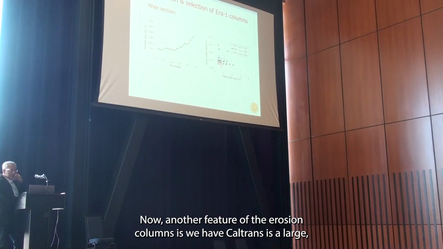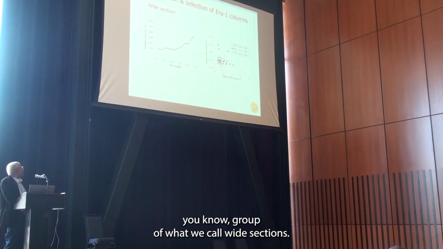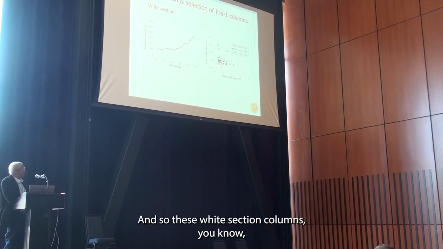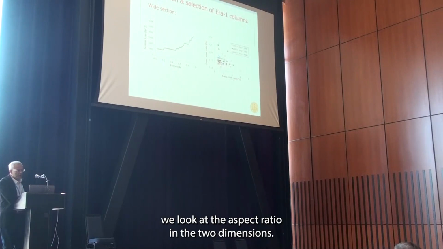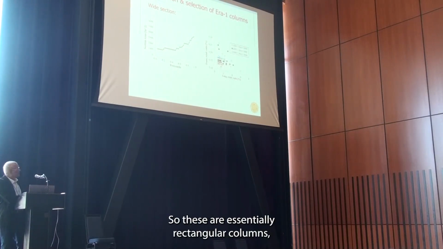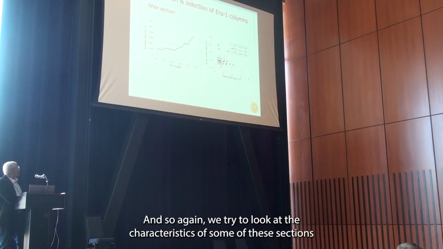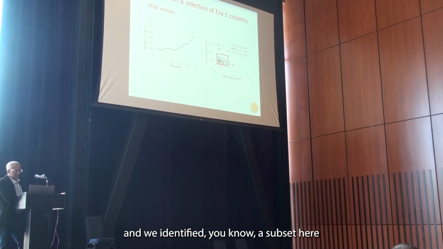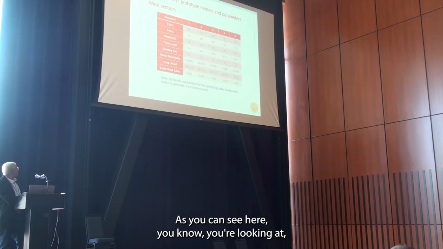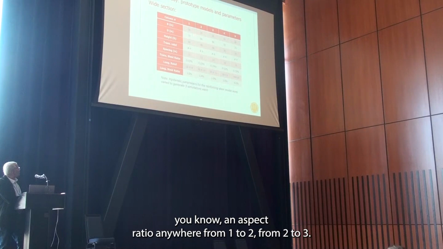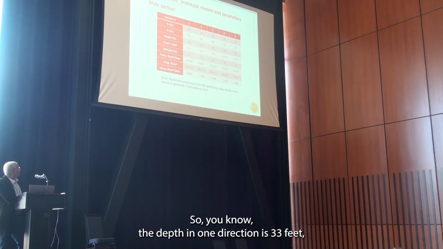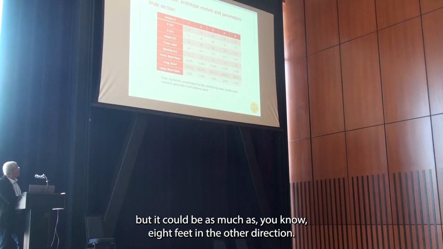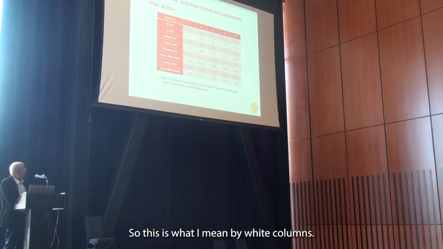Now, another feature of the Era 1 columns is that Caltrans has a large group of what we call wide sections. So these wide section columns, when we look at the aspect ratio in the 2 dimensions, are essentially rectangular columns, but they are extremely wide in one direction. And so again, we tried to look at the characteristics of some of these sections, and we identified a subset here. And here I'm showing you some of those columns. As you can see here, you're looking at an aspect ratio anywhere from 2 to 3. So the depth in one direction is 33 feet, but it could be as much as 8 feet in the other direction. So this is what I mean by wide columns.